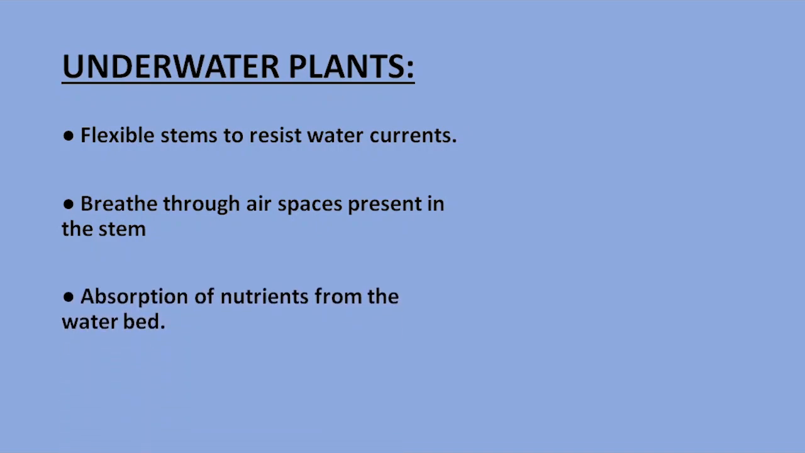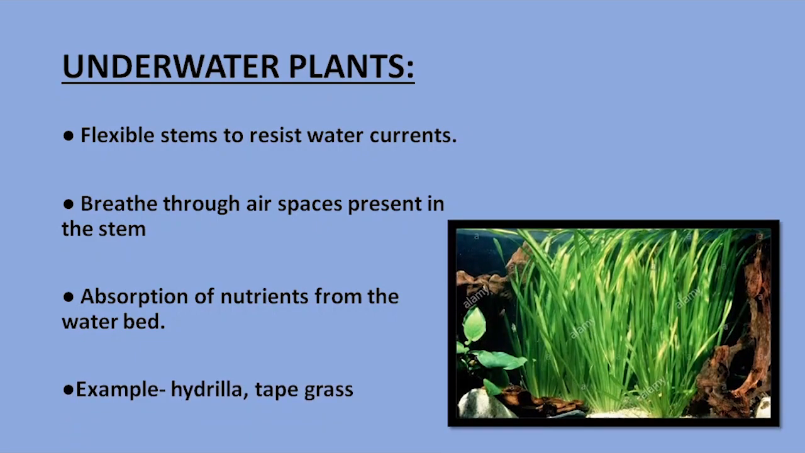The third point is absorption of nutrients from the water beds. That means the plant is lying under the water. That is why the roots are able to absorb the nutrients for the making of food, and they absorb it from the base of the water, that means at the ground level. Examples are hydrilla and tape grass. You can see the tape grass picture on the screen.